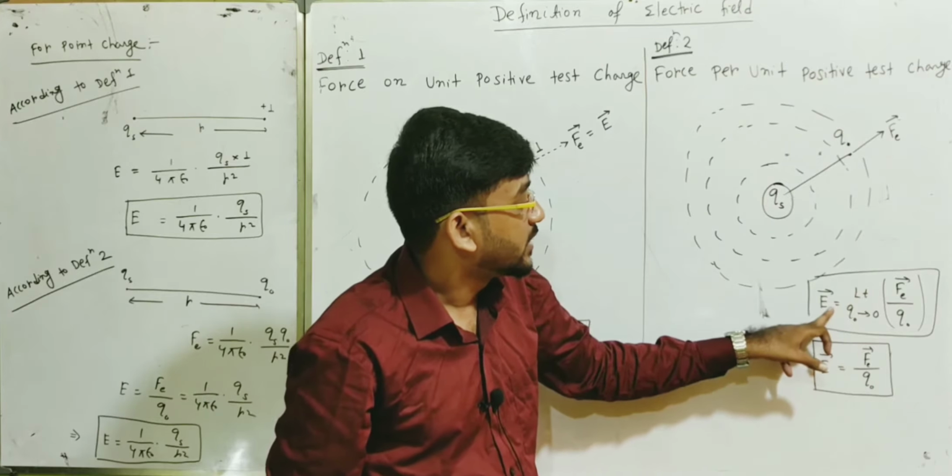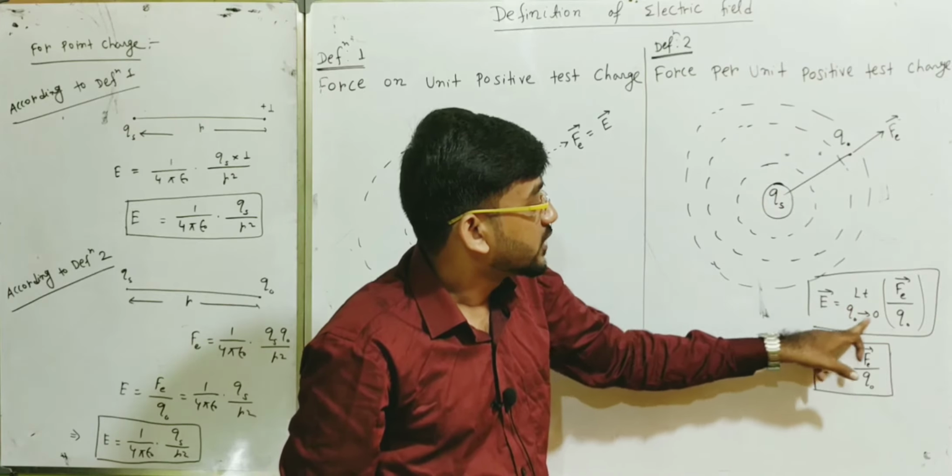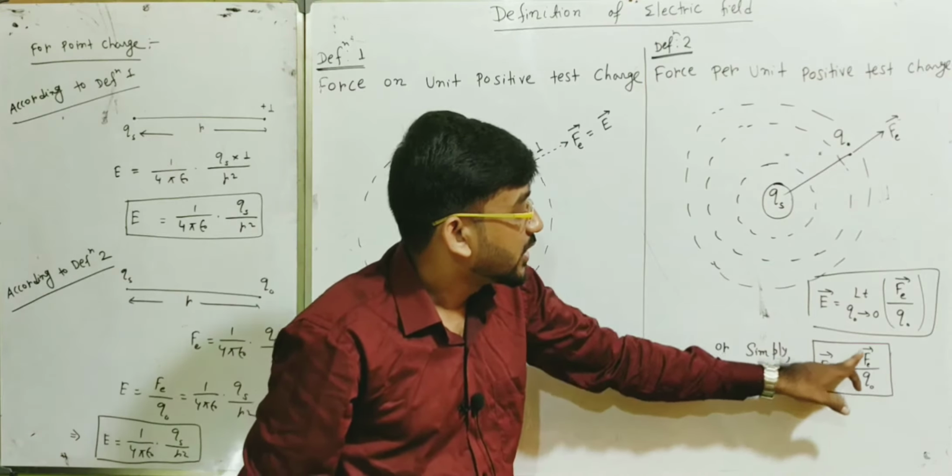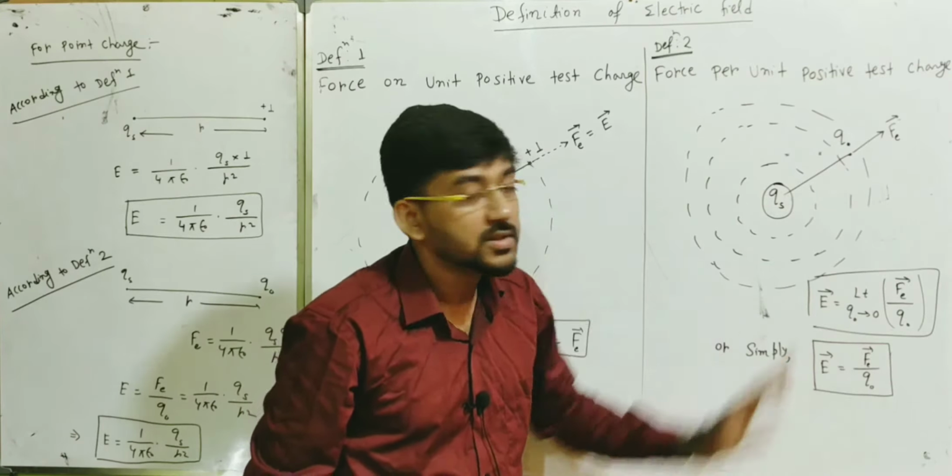That is why we have written over here E vector is equal to limit Q0 tends to 0 of Fe divided by Q0, or simply you can write E is equal to Fe divided by Q0, where Q0 is vanishingly small.